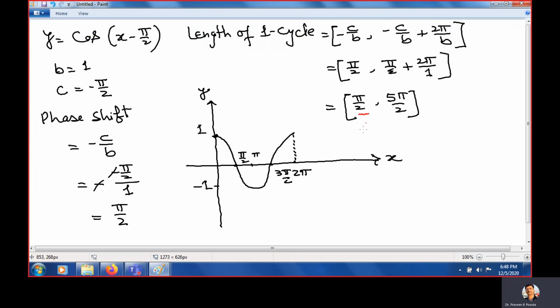Now here the graph will start at pi upon 2. So the graph is not going to start here. No, the graph will start here, like this one. So what we are going to do? It will move like this. Here the graph is starting at pi upon 2, you can see here, and ending at how much? It is 5 pi upon 2. This is the difference only. It's shifting this side by pi upon 2. That's all. This is about the phase shift. Okay.